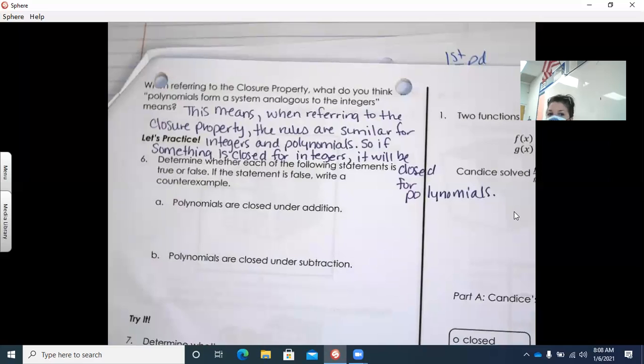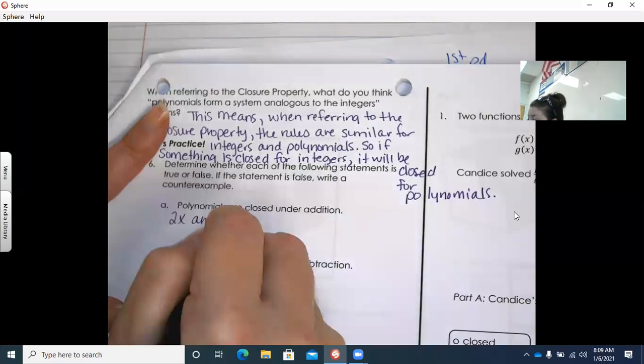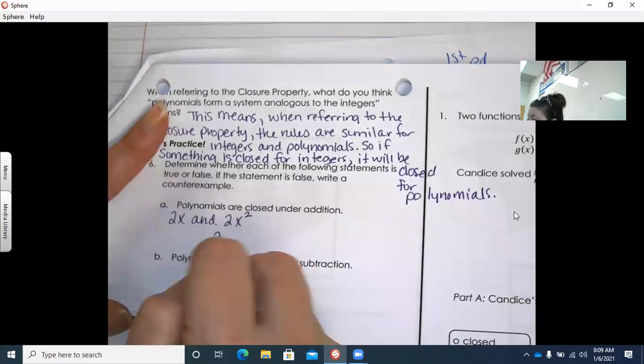So let's practice. Determine whether each of the following statements is true or false. If the statement is false, write a counterexample. Polynomials are closed under addition. That means if I add two polynomials together, the result is going to be a polynomial. You think that's true or false? Say I have 2x, is 2x a polynomial? And 2x squared. Is that a polynomial? If I add them together, I get 2x squared plus 2x. Is that a polynomial? Yes.